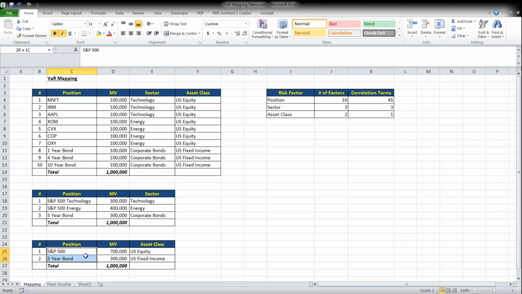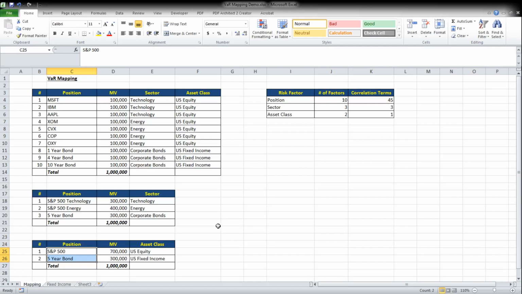So now you only need one correlation term. You only need a correlation coefficient between the S&P 500 and a 5-year bond. It makes your process much more efficient, faster, and easier. And especially if you have to do this every day for a different portfolio or for a portfolio that changes, it will help a lot with your timeliness and efficiency, without having to lose the risk profile of the portfolio.